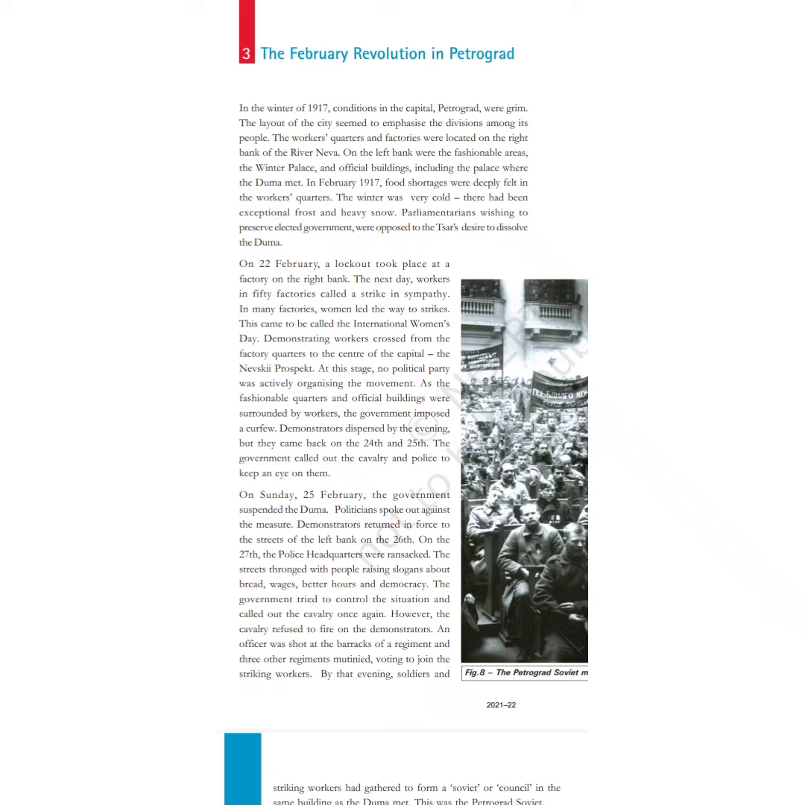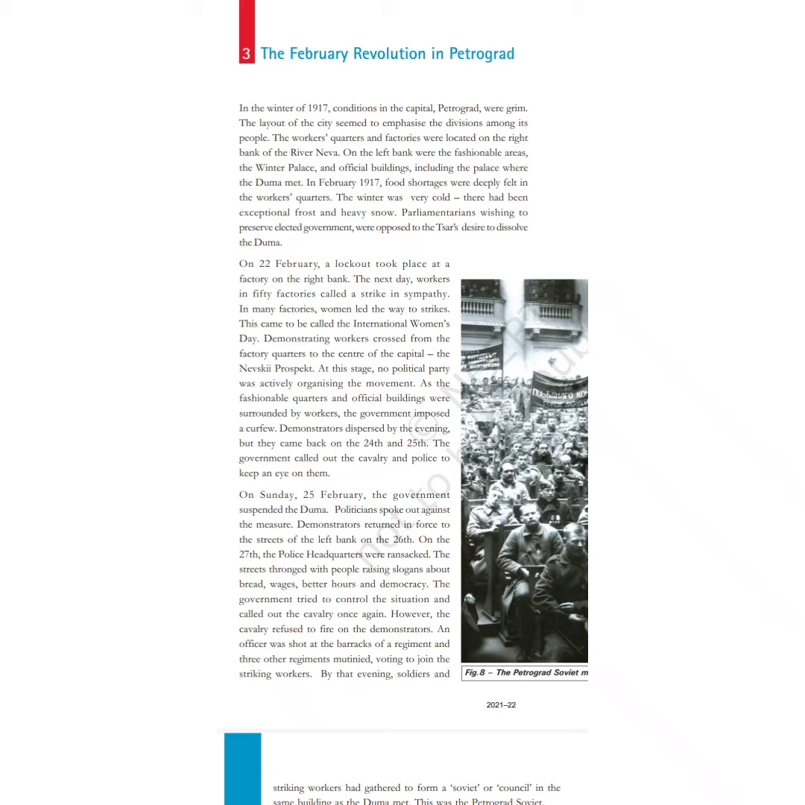The streets thronged with people raising slogans about bread, wages, better hours and democracy. So they wanted a democracy, they wanted proper food, proper wages, a good number of working hours and proper conditions. These were the slogans they were raising so that they could live a proper and healthy life.